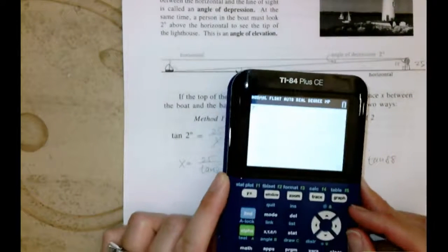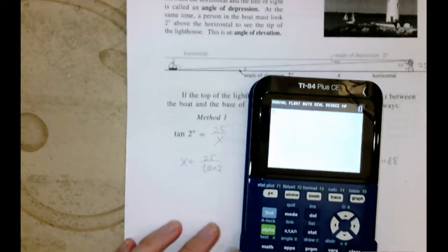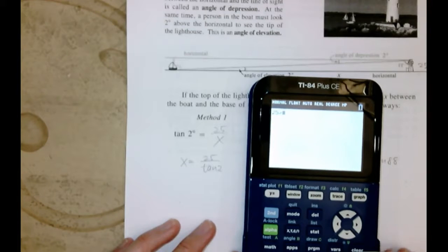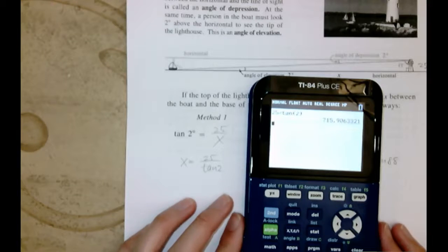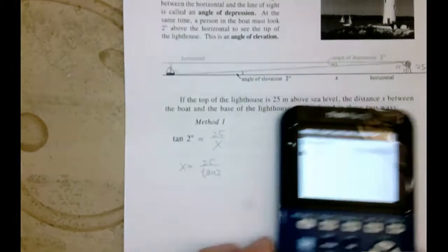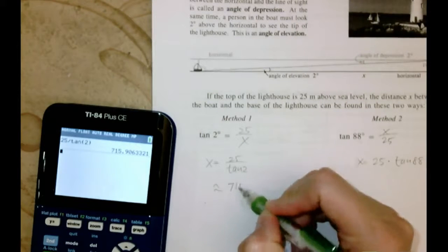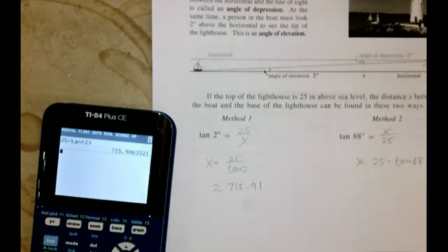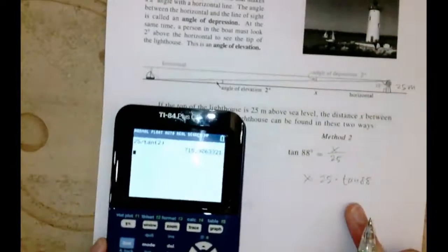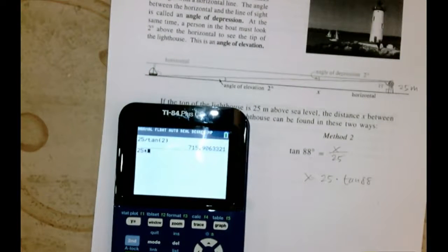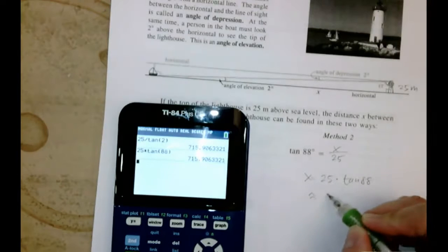So if we put this in a calculator, we have 25 divided by tangent of 2. And you will get 715.9, 715.91 actually. And then for this one it is 25 times tangent of 88. And it will give you the same number.